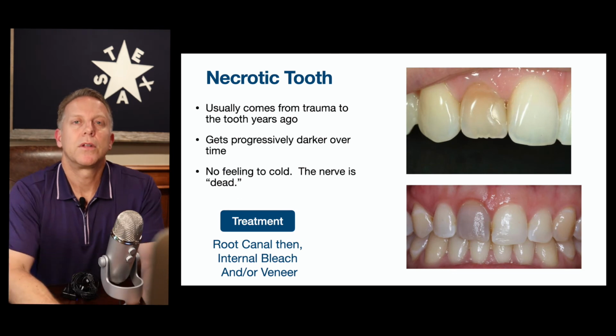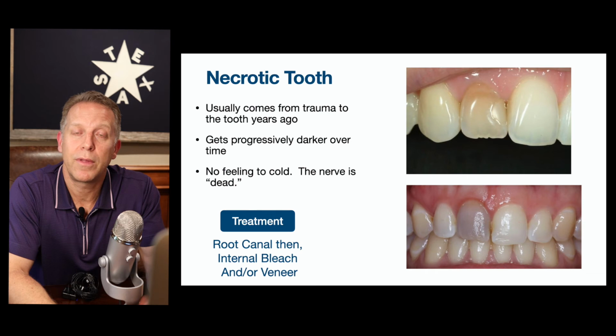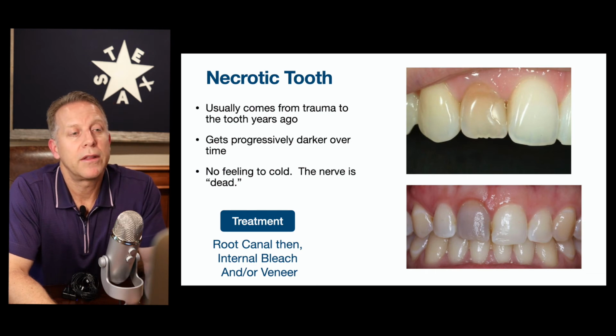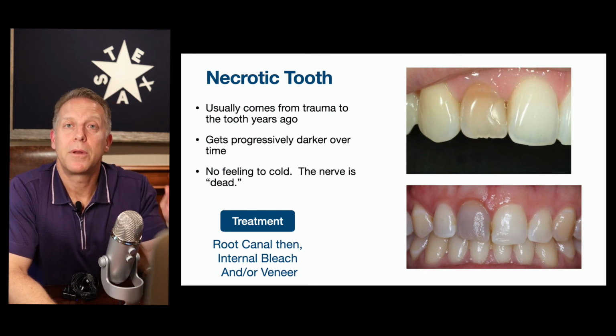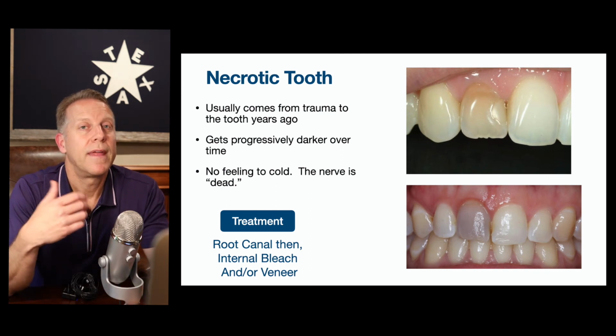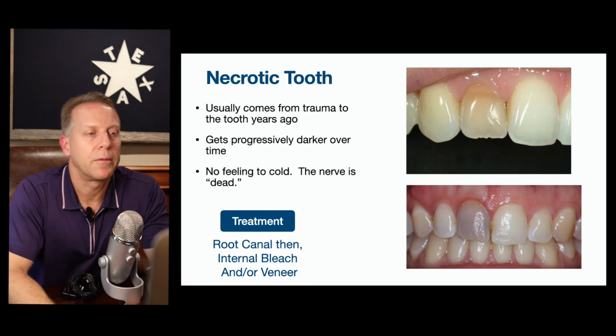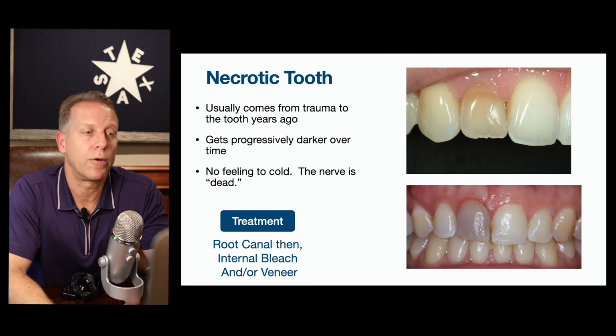A necrotic tooth. Another way of saying a tooth has got a dead nerve, or the pulp tissue inside the tooth is dead. Now, this usually comes from trauma. It can even have happened many years, if not a decade or two previously, to the adult tooth, that it slowly dies away, and then the tooth becomes what we call necrotic. And it gets progressively darker over time.